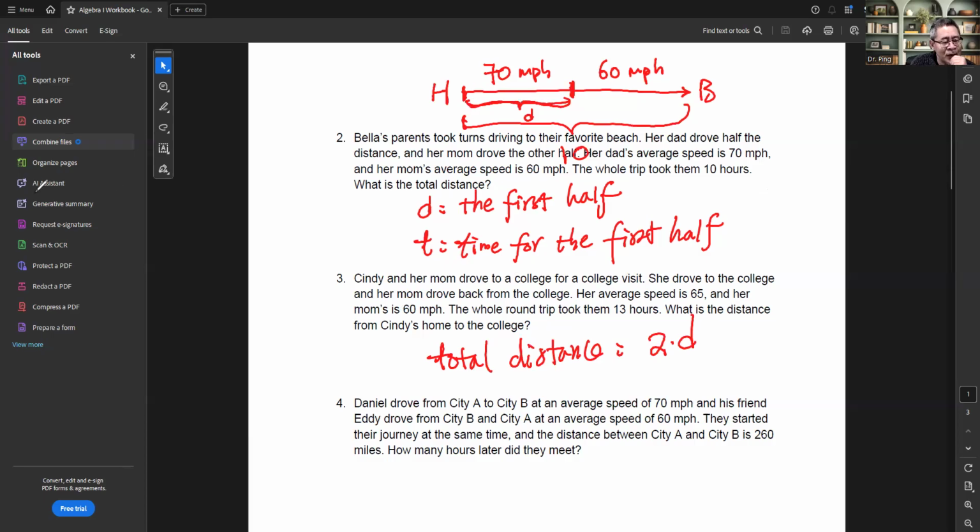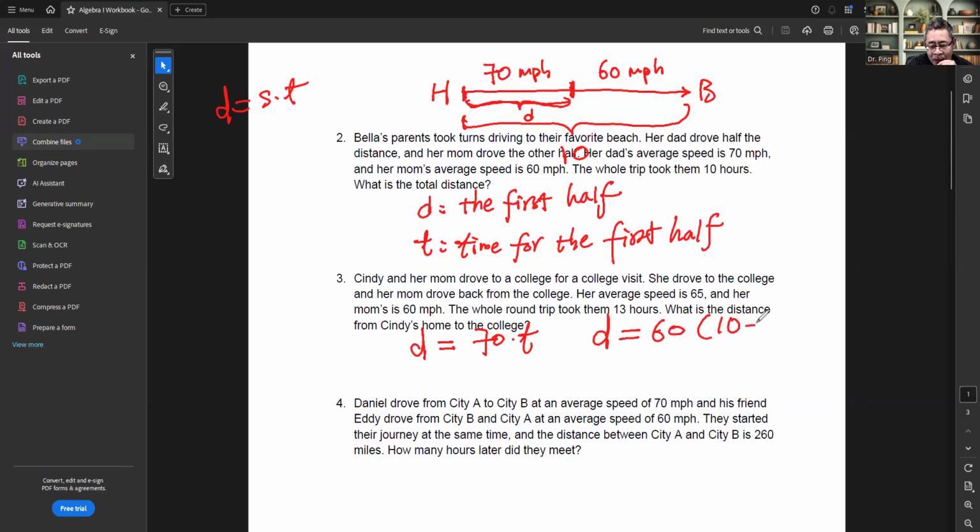Okay, so now we're going to set up the equation. And similar to what we did earlier on, we know distance is speed times time. So our distance is equal to speed, 70, times time. And for the second half, the distance is 60 times 10 minus t. We know those because they are the two separate halves, so therefore they should be equal. So we got 70t equal to 60 times 10 minus t.